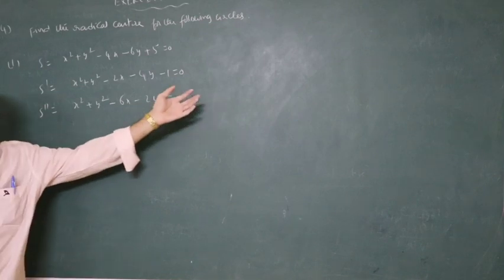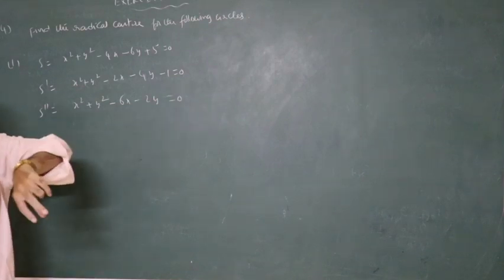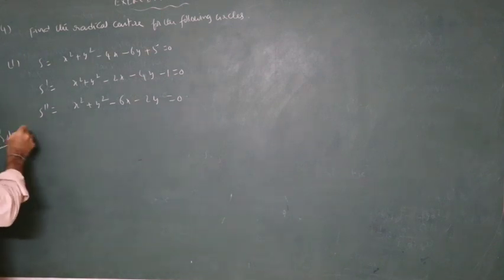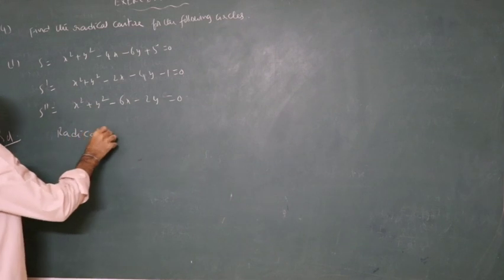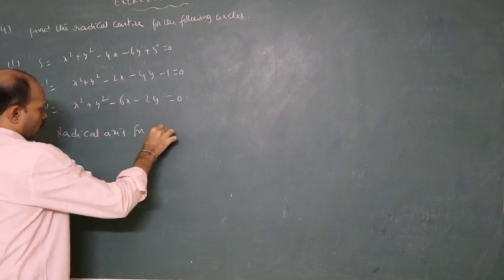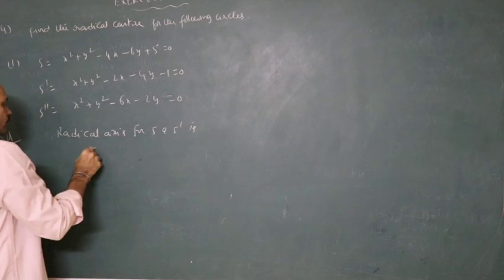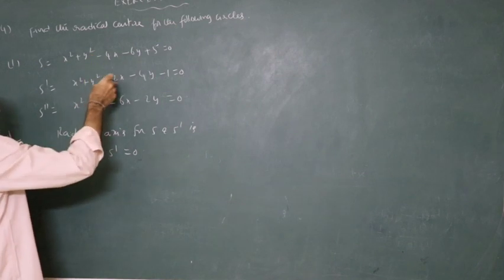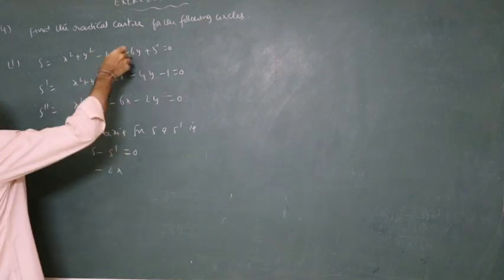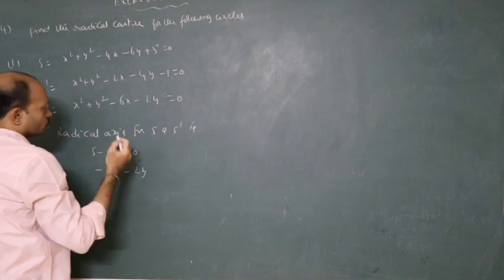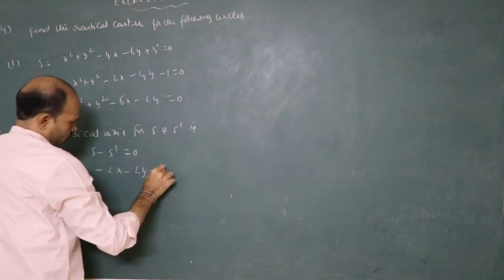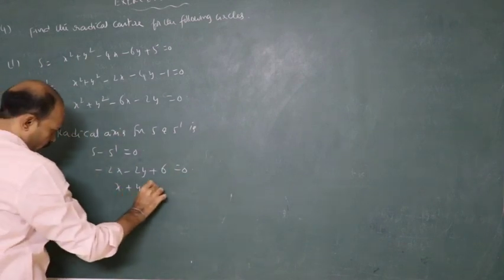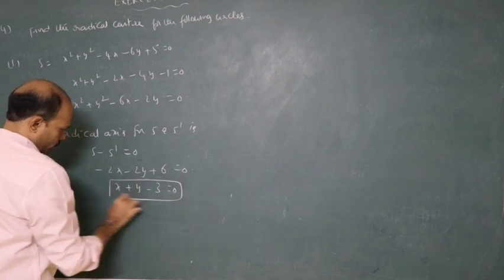Just as we have explained, it is nothing but the point of concurrency of the 3, simply the point of intersection of 2 radical axes. I am doing the radical axis for S and S dash, which is S minus S dash is equal to 0. Let us write minus 4 plus 2, minus 2x; minus 6 plus 4, minus 2y; 5 plus 1, 6. Cancel by minus 2: x plus y minus 3 is equal to 0.